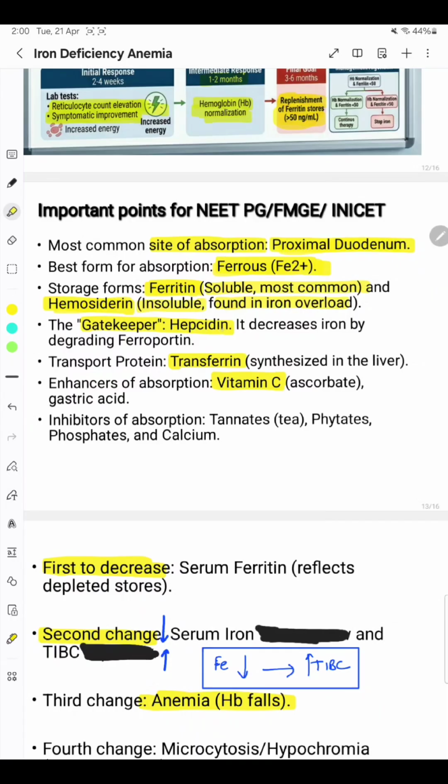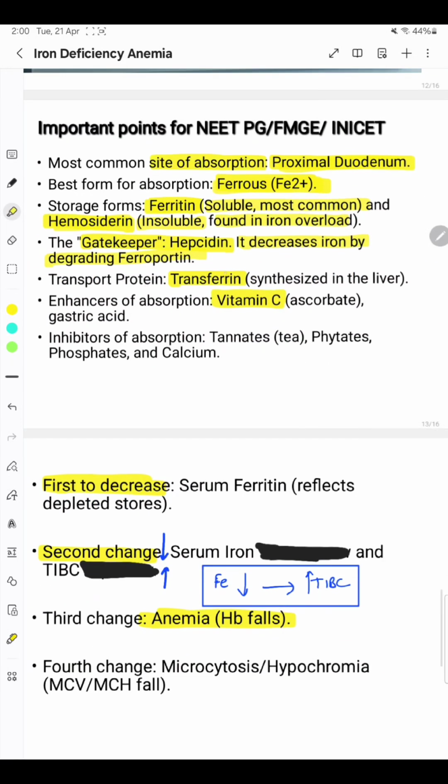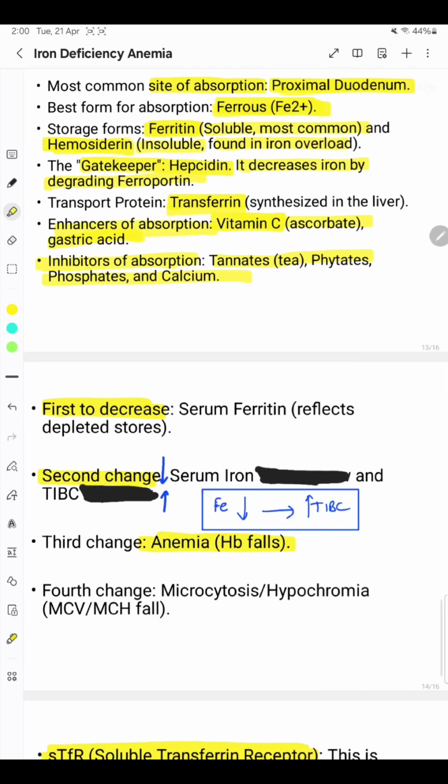Gatekeeper for iron metabolism is hepcidin. It decreases the iron by degrading ferroportin. Transport protein for iron is transferrin, which is synthesized in the liver. Enhancers of iron absorption are vitamin C and gastric acid. Inhibitors of iron absorption are tannates, phytates, phosphates and calcium.